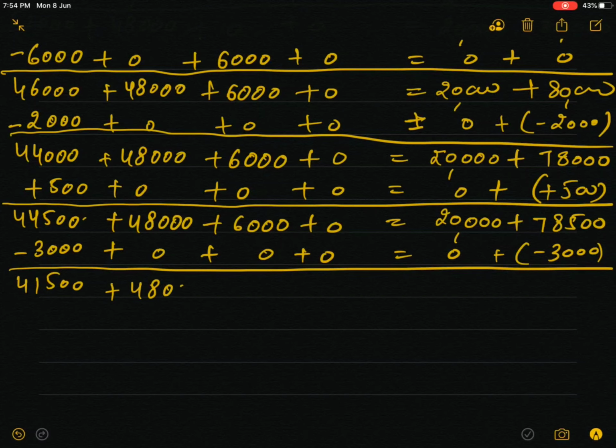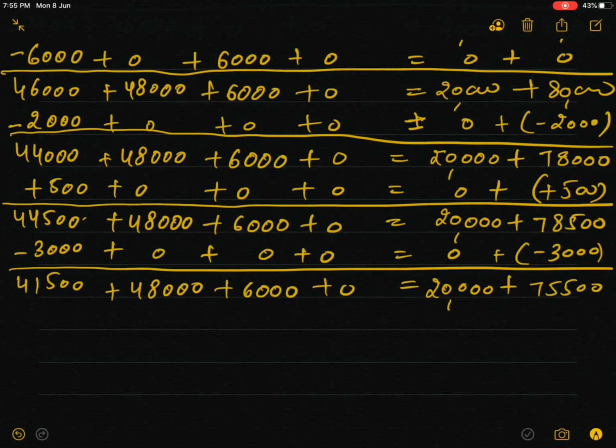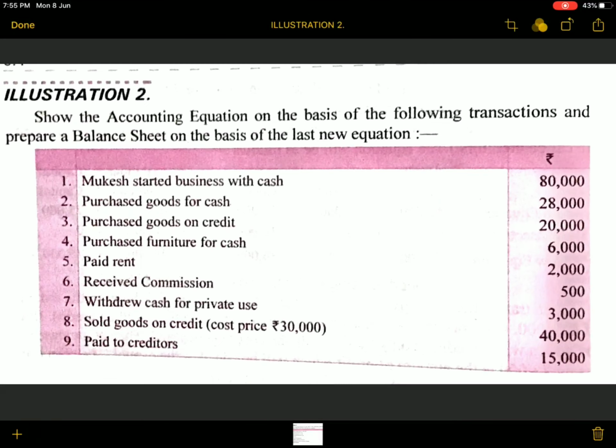41,500, 48,000, 6,000, 0, 20,000 plus 75,500. The next transaction is sold goods on credit. Cost price is 30 but sale price is 40. Right? The difference between the sale price and cost price is treated as a profit.